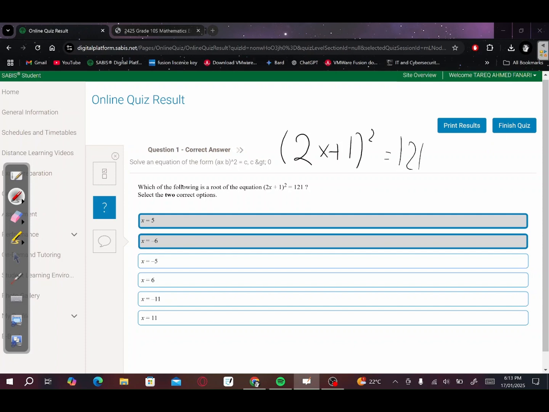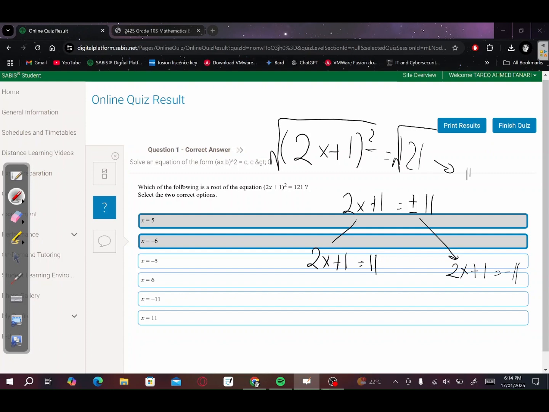This is what it means, not basically. You're going to square root both sides, like this. So you're going to get 2x + 1 equals the square root of 121, which you should know is 11. So this equals positive or negative 11, because remember, if it's an even exponent, there's going to be the case of positive and negative. So we're going to split this up: 2x + 1 is equal to positive 11 and 2x + 1 equals negative 11.